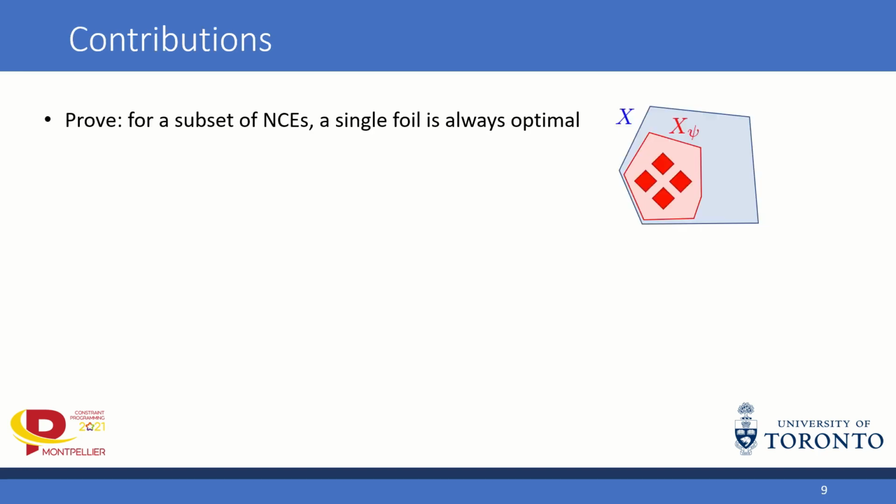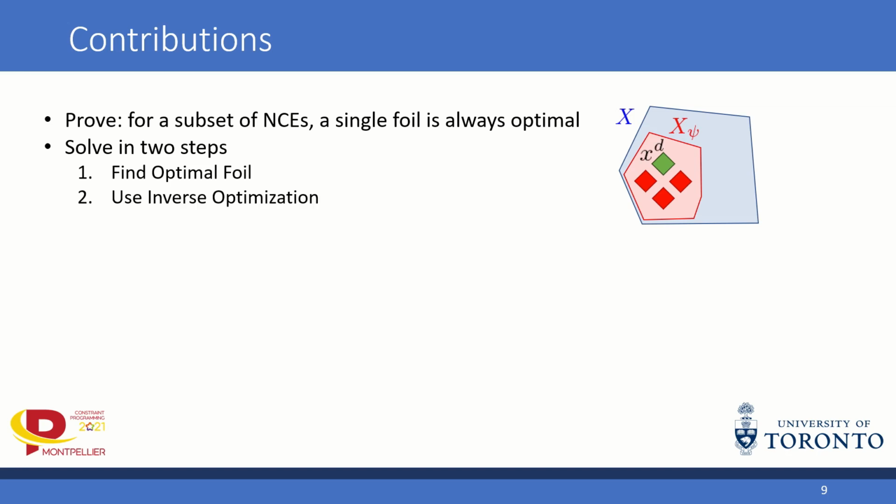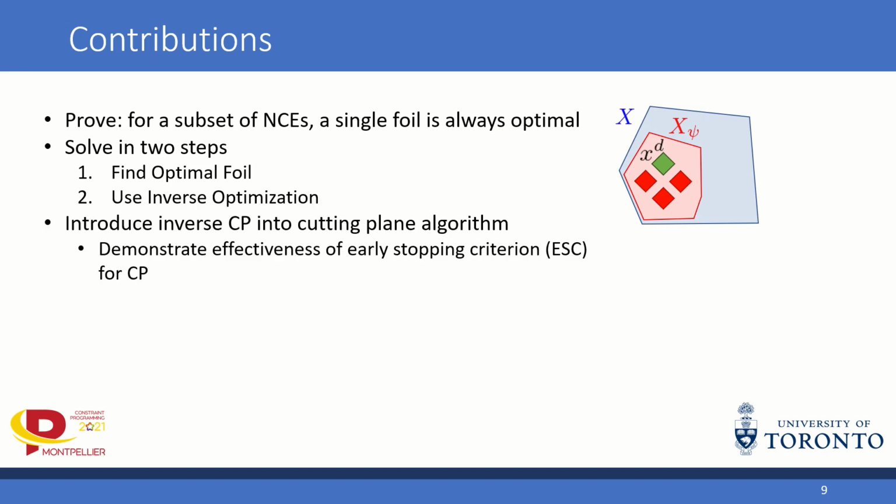And so in this paper, we prove that for a subset of NCEs, a single FOIL always remains optimal. And what we mean by this is that it remains optimal for all feasible alternative objective vectors. This means we can solve these problems in two steps, first by finding this optimal FOIL, and then by using inverse optimization with this FOIL as the known solution.